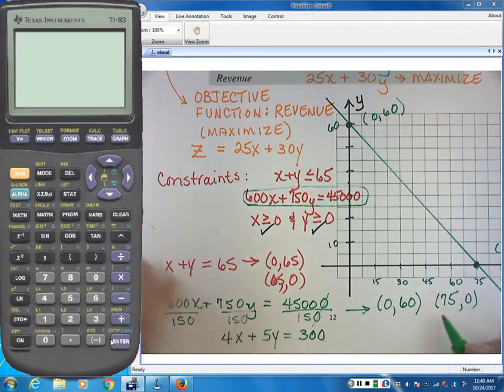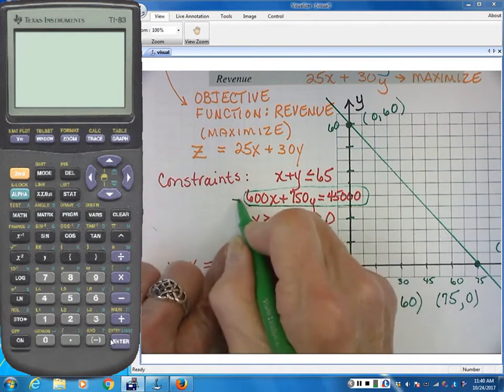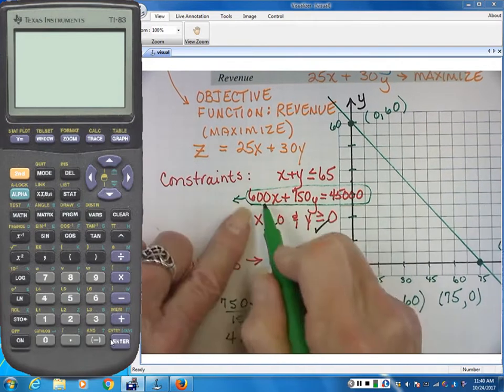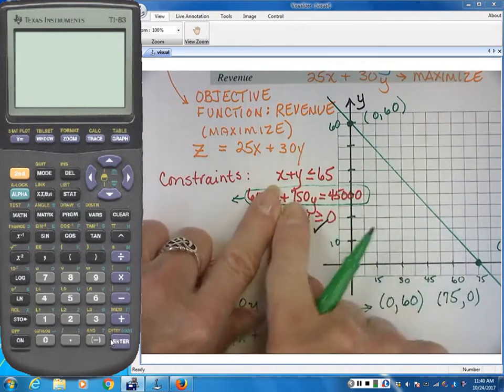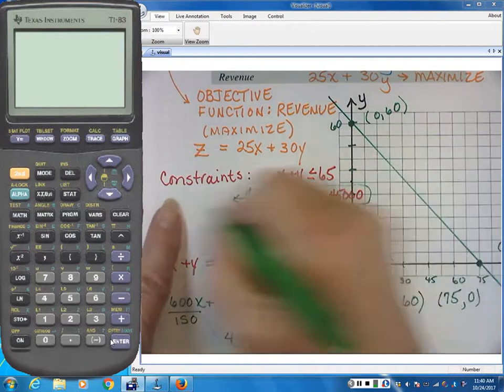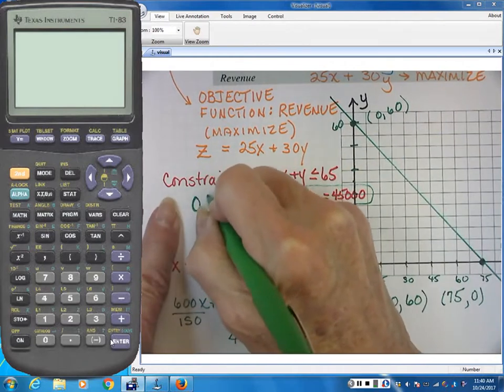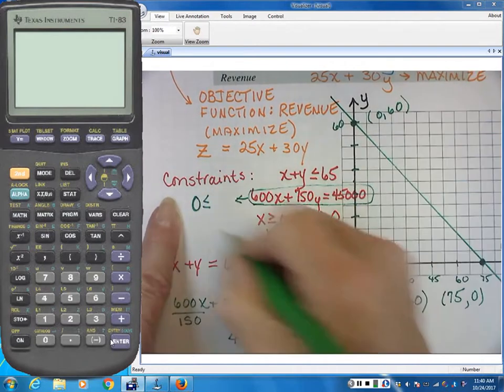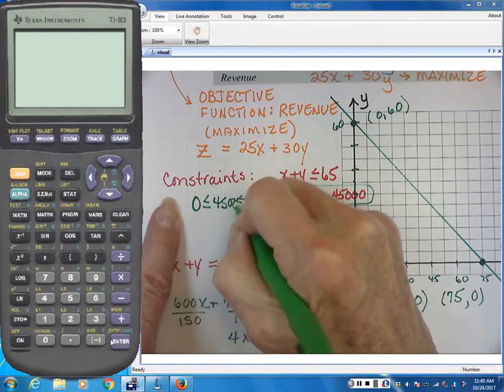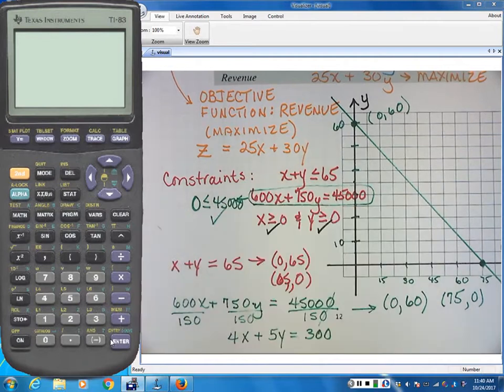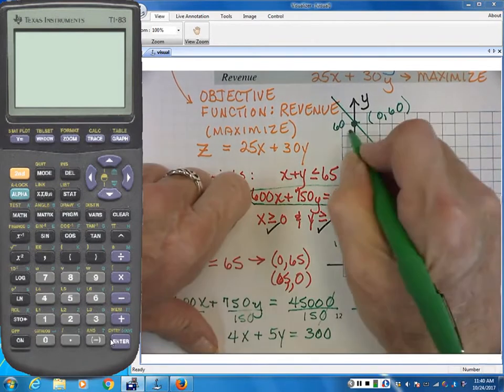And I'm going to check the point 0, 0 in the original. So 600 times 0 plus 750 times 0 means 0 is going to be equal to or less than 45,000. And that's true. So I know that I'm going to be shading toward the origin.